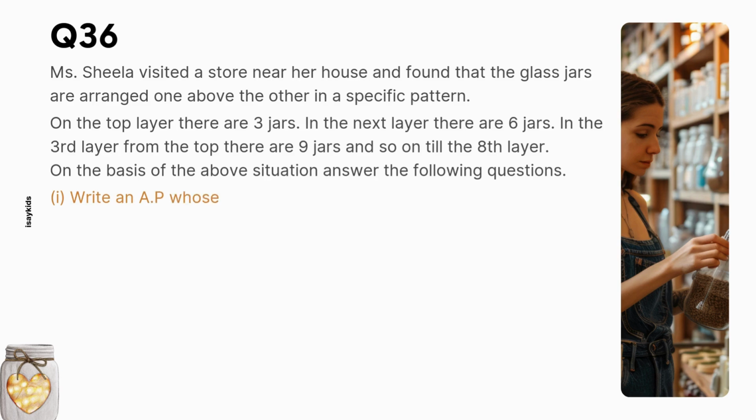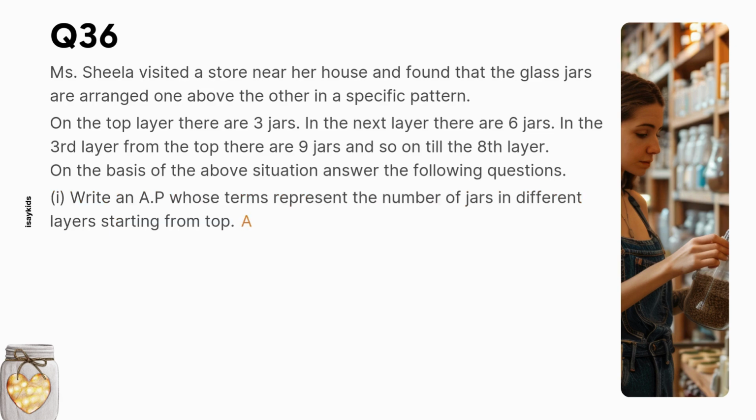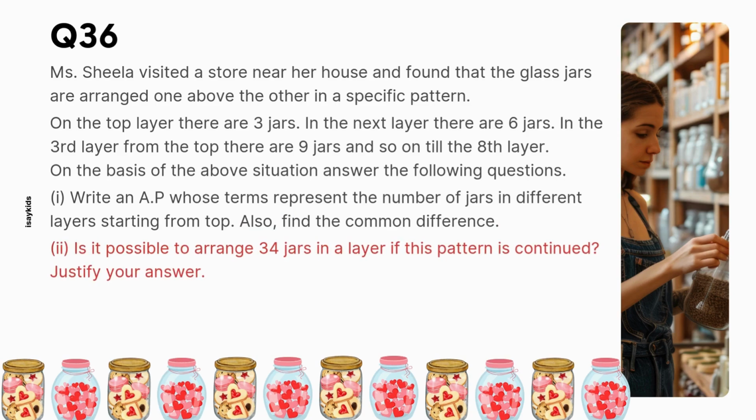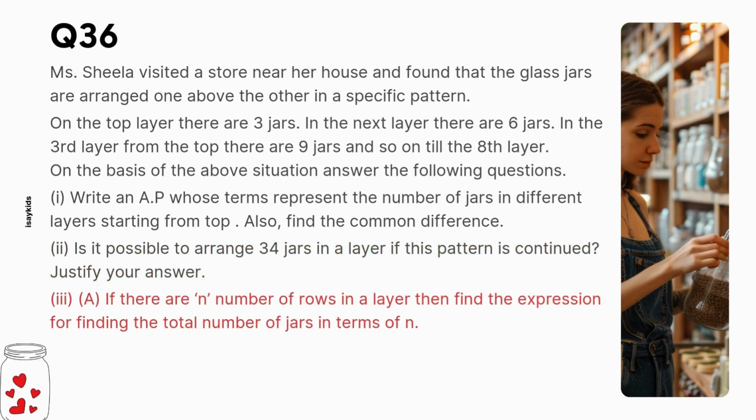Write an AP whose terms represent the number of jars in different layers starting from the top. Also, find the common difference. Is it possible to arrange 34 jars in a layer if this pattern is continued? Justify your answer. And finally, if there are n number of rows in a layer, then find the expression for finding the total number of jars in terms of n and hence find S8.